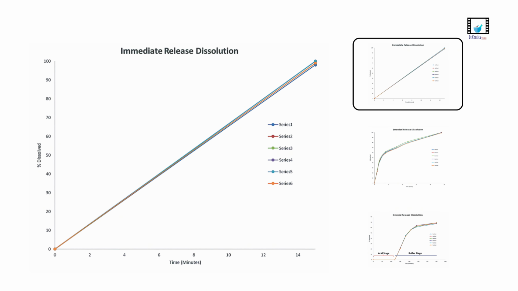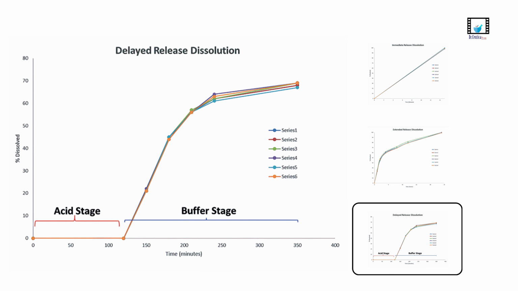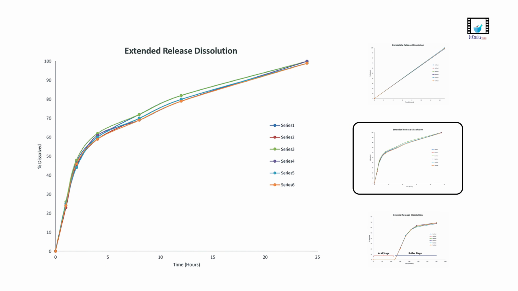Immediate release formulations show a steep, rapid rise, reaching a plateau near full release within a short time. Delayed release forms display a flat lag phase at first, no release in the acidic stage, followed by a sudden upward slope once the coating dissolves at higher pH, and extended release systems produce a gentle, gradual slope, reflecting slow, continuous diffusion of the drug over several hours. These distinct patterns visually confirm that each formulation is performing exactly as designed.